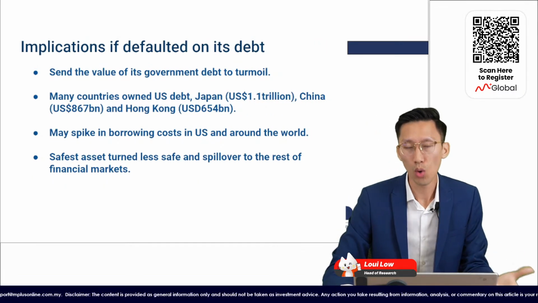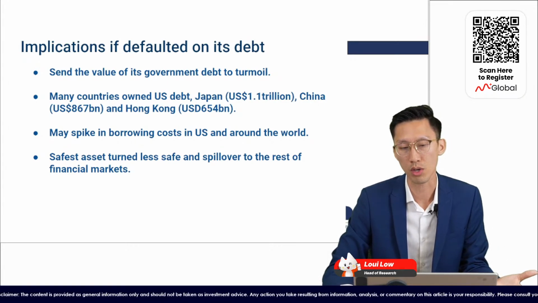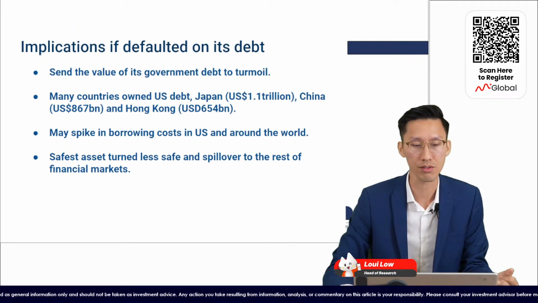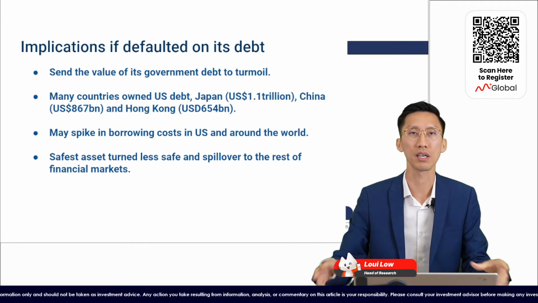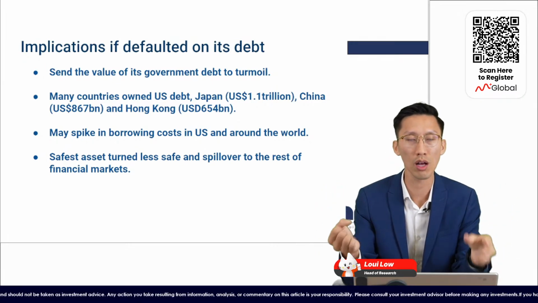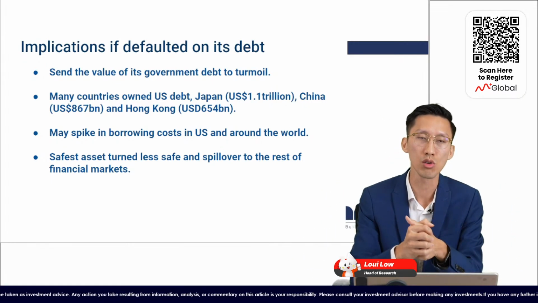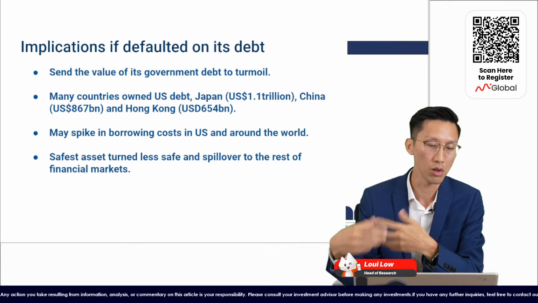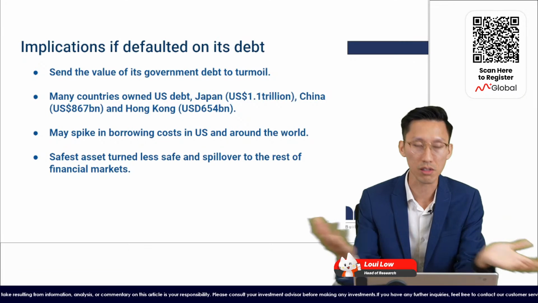So the countries that own the debt of the US are Japan, about 1.1 trillion US dollars, China 867 billion, Hong Kong 654 billion. So these are some of the very big chunks being held by these countries. If it is defaulted, then it will trickle down to all these countries. Then everything might spike in different ways.